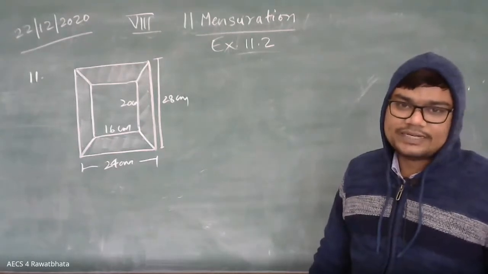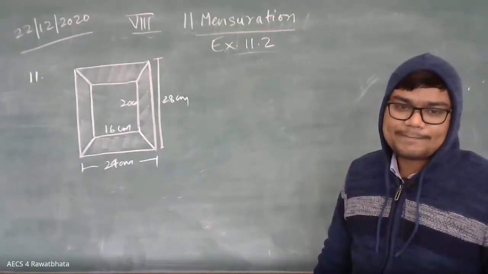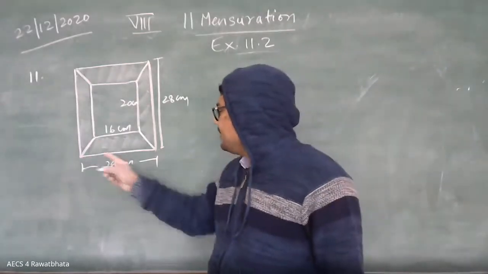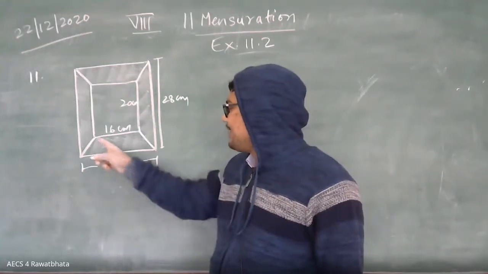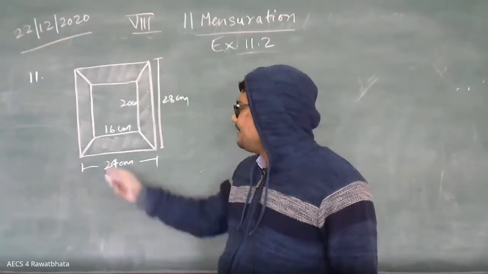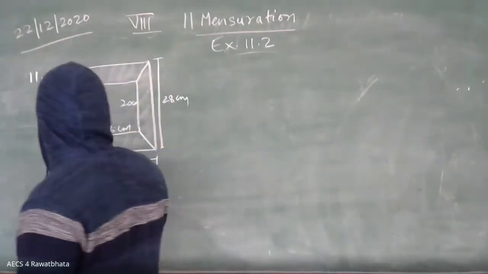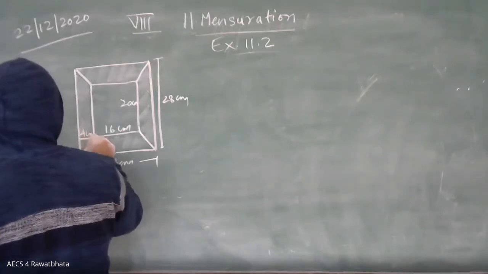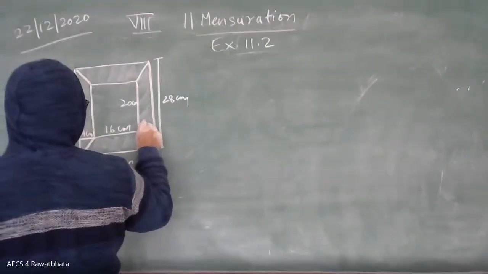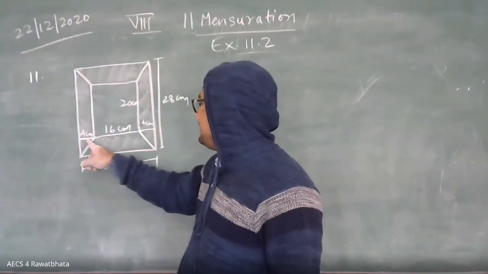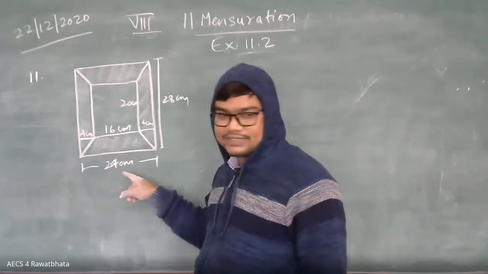Width is 4 centimeters. Sir, how? Okay, look here. From here to here it is 24 centimeter, and in between we have 16 centimeter, which means that 4 centimeter is here. This is 4 centimeter, this is 4 centimeter, and this is 4 centimeter. 16 plus 4 is 20, and 20 plus 4 is 24 centimeter.